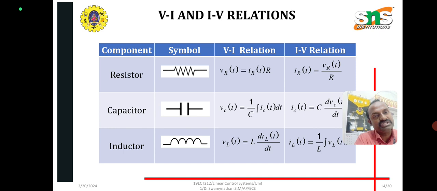So the VI relation: VR of t is equal to IR of t into R, and IR of t is equal to VR of t divided by R. That is V is equal to IR, I is equal to V by R. For the capacitor, 1 by C integral, and the current relation converts the integral into a differential. For the inductor, VL of t is L into dI by dt, the differential part, and again it is converted to the integral. This is the VI relation and IV relation.